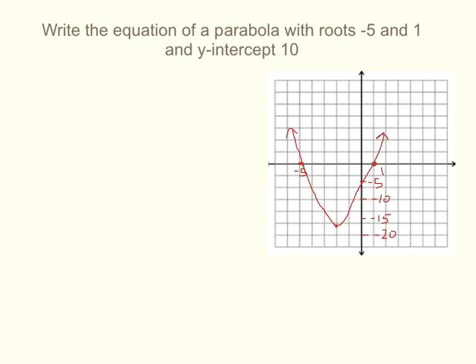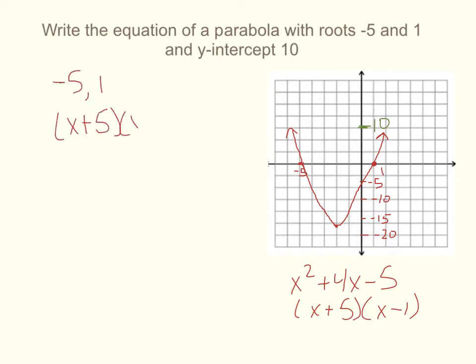Okay, here's another problem we can think about. Write the equation of a parabola with roots -5 and 1, but with the y-intercept of 10. So that's going to be up here, the y-intercept of 10. So I'm going to keep my scale the same. So here's 10. We know this red one is x squared plus 4x minus 5, and that comes from this. So we want to start in the same place. Our roots are -5 and 1, so we'll put the factored form, and then we're going to multiply it out.